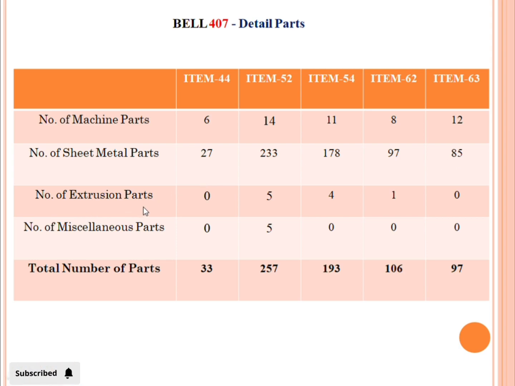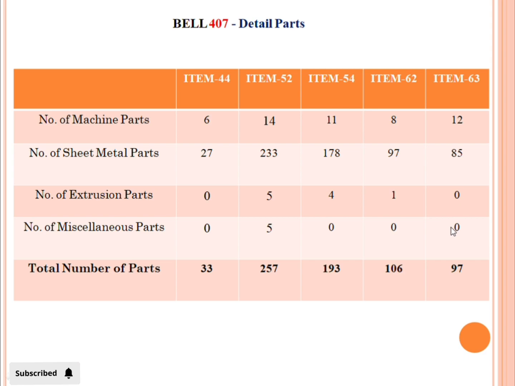The number of extrusion parts for item 44 is 0, nil. For item 52 it is 5. For item 54 it is 4 extrusion parts, for item 62 there is only 1 extrusion part, and for item 63 it is nil. The number of miscellaneous parts, in the sense rivets, joints, etc.: for item 44 it is 0, for item 52 it is 5 miscellaneous parts, and for items 54, 62 and 63 it is nil.